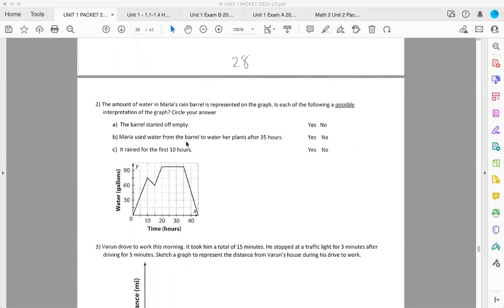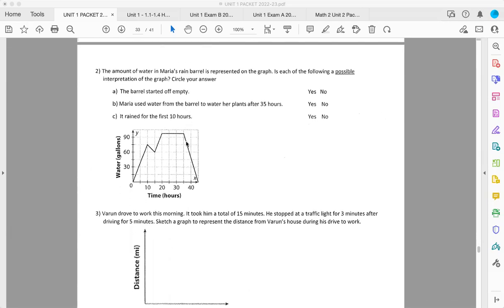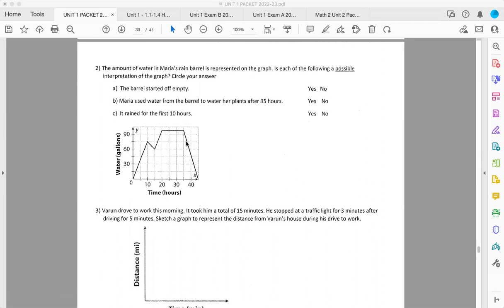Number 2, the amount of water in Maria's rain barrel is represented on the graph. Is each of the following a possible interpretation of the graph? Circle your answer. We have: the barrel started off empty. Yes. This is time on the x-axis and the water in gallons on the y-axis. This is where the barrel starts empty at 0. There's 0 gallons at the start, at time equal to 0. So that's a yes.